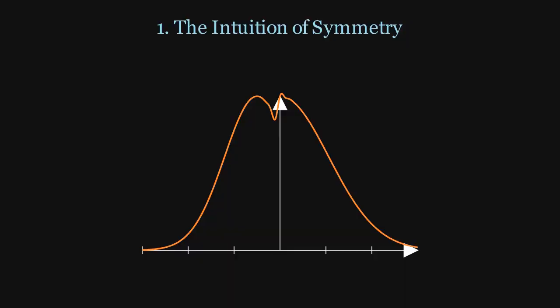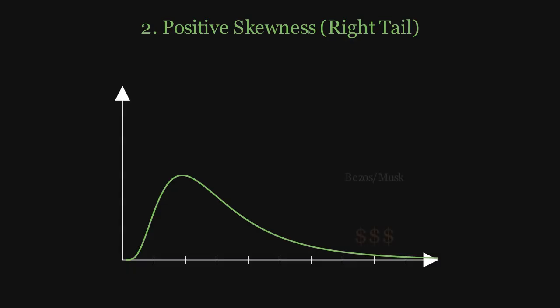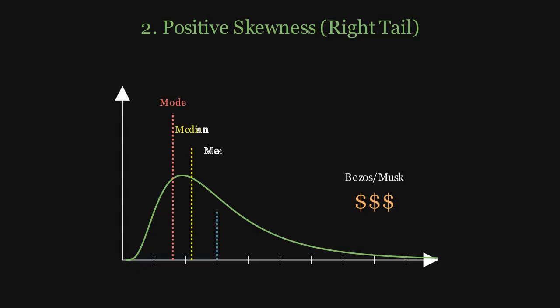Section 2. Positive skewness, the long right tail. Think about household income. Most people earn a modest salary, but a few individuals like Jeff Bezos or Elon Musk earn billions. These outliers pull the tail of the distribution to the right. In a positively skewed distribution, the mean is typically greater than the median, which is greater than the mode. It's a world where the average is inflated by the extreme success of a few.